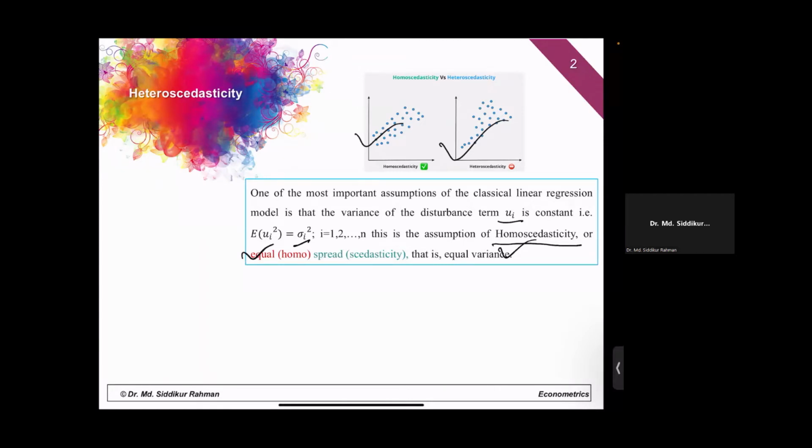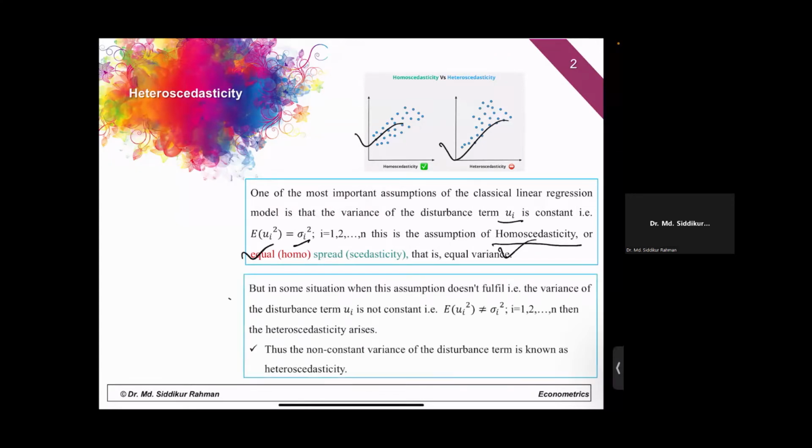Then the problem begins, and this problem is called heteroskedasticity. When this assumption is not fulfilled, that means the variance of the disturbance term is not constant, then this problem occurs. The problem of heteroskedasticity occurs. So we can define heteroskedasticity like this: the non-constant variance of the disturbance term is known as heteroskedasticity. You understand? The non-constant variance of the disturbance term is known as heteroskedasticity. So if I ask you, the constant variance of the disturbance term is called what?